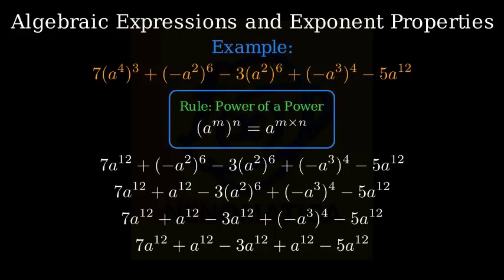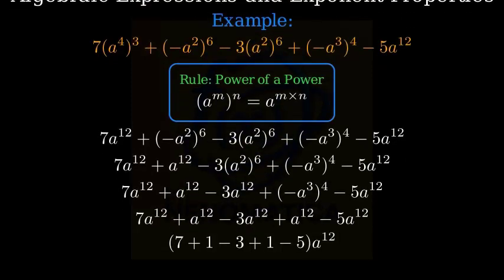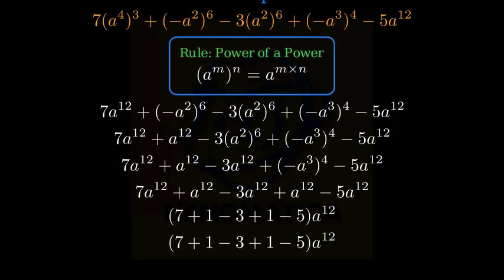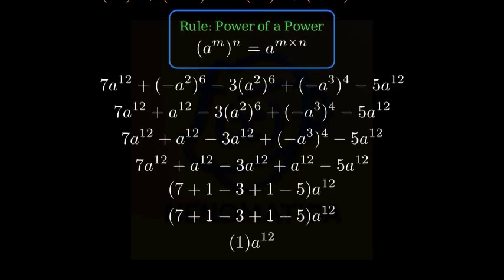Now, let's combine like terms with a to the 12th power. We have 7a to the 12th power plus a to the 12th power minus 3a to the 12th power plus a to the 12th power minus 5a to the 12th power. This simplifies to 7 plus 1 minus 3 plus 1 minus 5, all times a to the 12th power. Let's calculate: 7 plus 1 is 8, minus 3 is 5, plus 1 is 6, minus 5 is 1. So we get 1 times a to the 12th power, which is simply a to the 12th power.